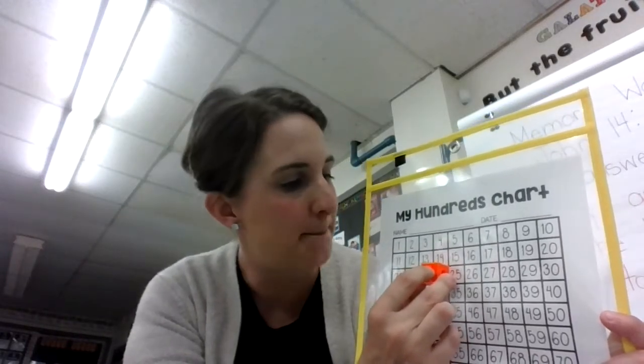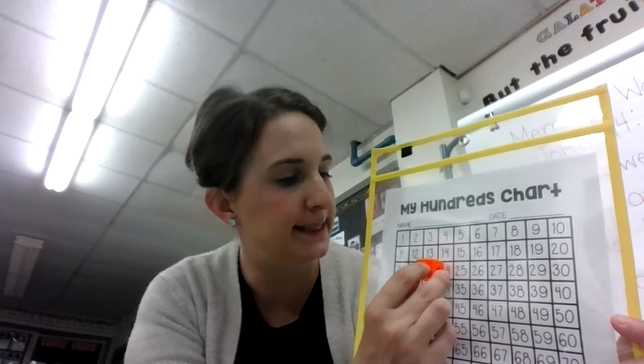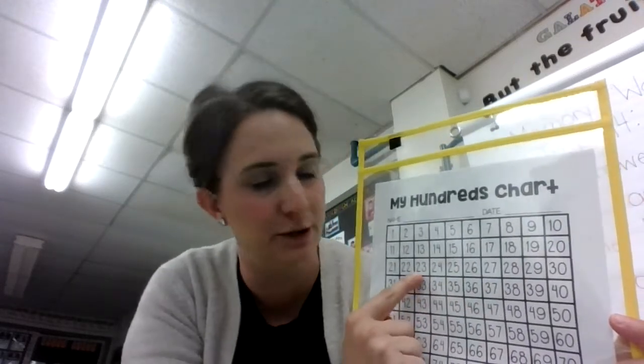So I'm at my number 24, and I want to know what number would be next. So if I want to know what number would be next, then I have to take my block and move it one spot forward. And what number is that? A 2 and a 5. 25. Good. I'm going to put my block back on number 24. And now I want to know what number came before the number 24. So I'm going to move my block backwards, and it is 23. 23 is before number 24.